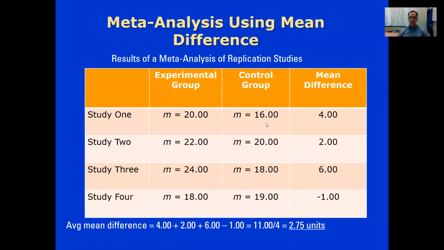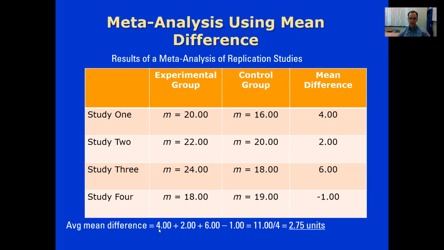So one of the things you want to look at in meta-analysis is using the mean difference. Here's an example of a meta-analysis of replication studies, similar studies that were replicated doing similar things, looking at similar outcomes. So you can see here's the experimental group mean, here's the control group mean, and then here's the mean difference. So let's say you wanted to find out what is the overall mean difference for all of these, so the average mean difference.